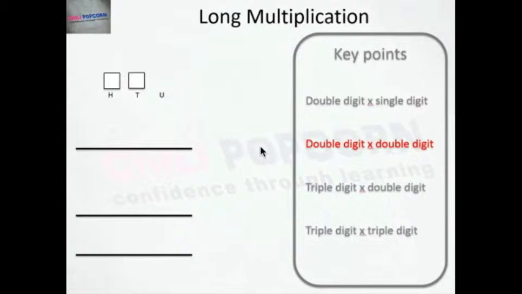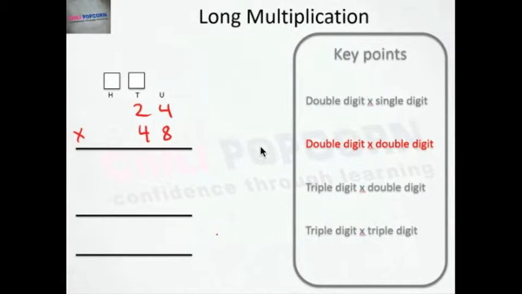Hi, so we're continuing with long multiplication. This time we will do double digit by double digit. So let's just take an example. We are going to do 24 multiplied by 48. So again, we're going to tidily write the numbers in units and tens, so it's one below the other.